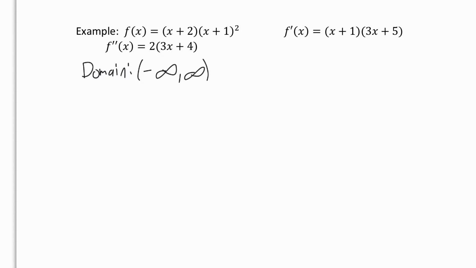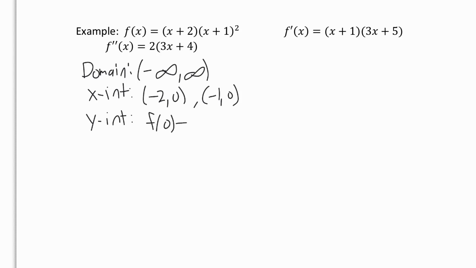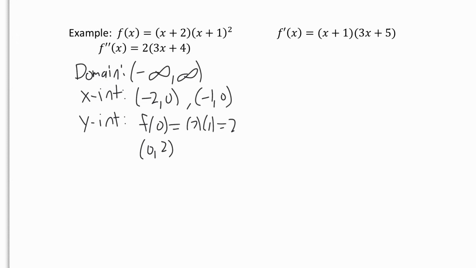We can find the y-intercept and the x-intercepts. So the x-intercepts are going to be at (-2, 0) and (-1, 0). The y-intercept, f of 0 equals 2 times 1, which will be 2. So we've got a y-intercept at (0, 2). Because we have all real numbers for the domain, there's no need to check for vertical asymptotes. Horizontal asymptotes you could technically check for, but we know a polynomial is not going to have horizontal asymptotes. So we're going to skip those and jump right into the sign diagrams.